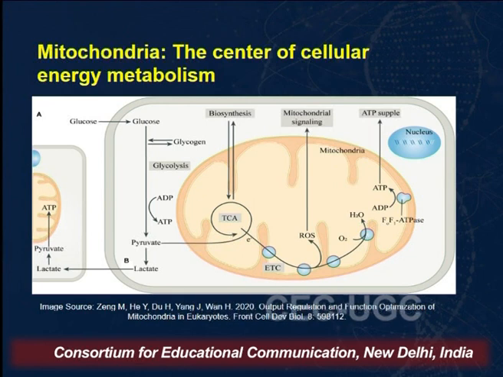In this particular image, a cell has been shown. In the cytoplasm, a very basic reaction like glycolysis is taking place, where the glucose is broken down into pyruvate molecules, and then the pyruvate enters into the tricarboxylic acid cycle which takes place within the mitochondrial matrix. And in the tricarboxylic acid cycle, the electrons are being released.